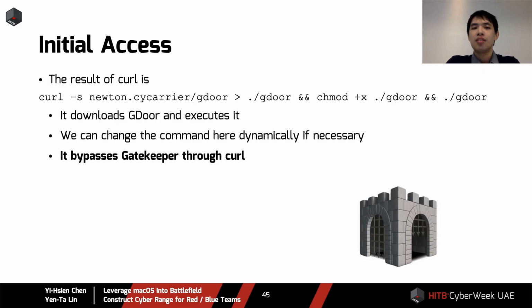Here is the result of curl. It simply downloads and executes GDoor. With this two-step command execution, we can change the command or binary dynamically without updating the Golang package. It is worth noting that it can easily bypass the macOS defense technique Gatekeeper, since Gatekeeper doesn't check files that come from abnormal means such as curl.